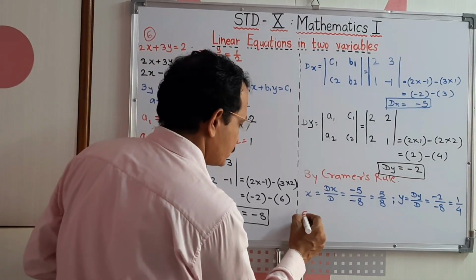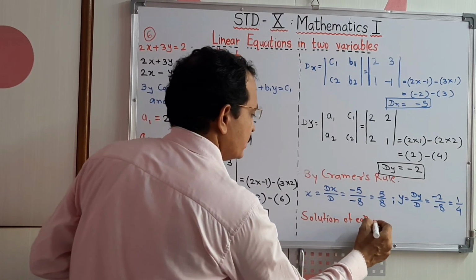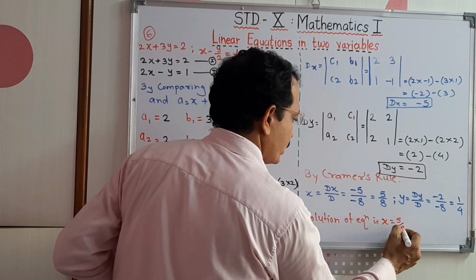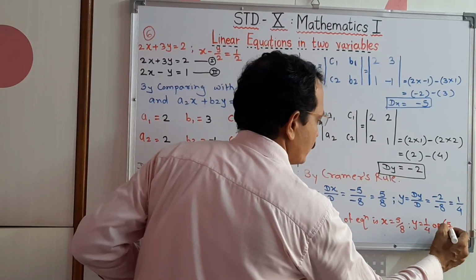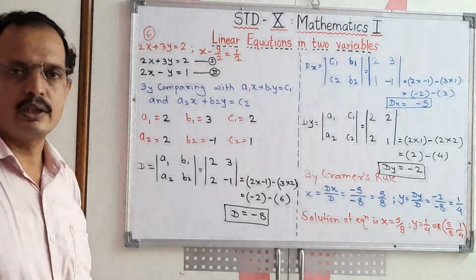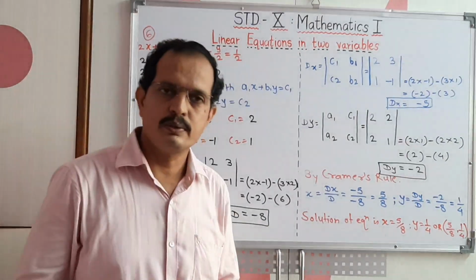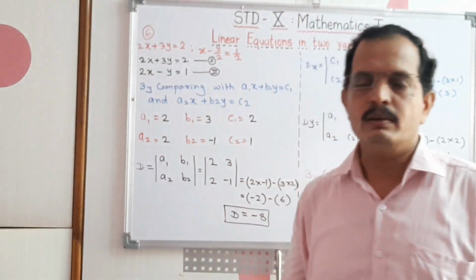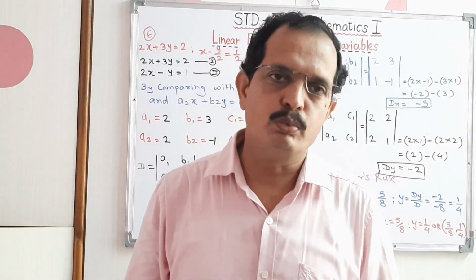Therefore we can write here solution of equation is x is equal to 5 upon 8 and y is equal to 1 upon 4, or we can write 5 upon 8 comma 1 upon 4. Like this we get the solution of this simultaneous equation. Dear students, go through this video again, try to understand the method and solve the remaining sums in your notebook. Thank you.